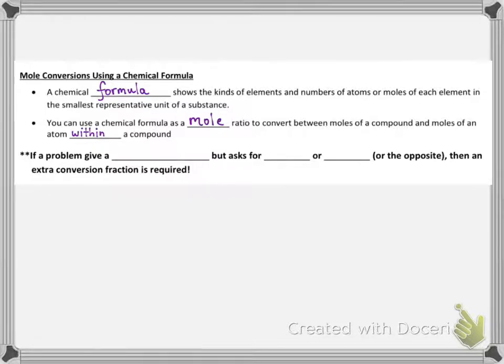Now, these problems do tend to be heavily missed on tests because oftentimes people will miss that extra step of going from the compound to, say, how many atoms of oxygen are in the compound. So here's something to be on the lookout for to remind you that you're going to need to go that extra step. If the problem gives you a compound, but asks for atoms or ions, then you need an extra conversion factor.